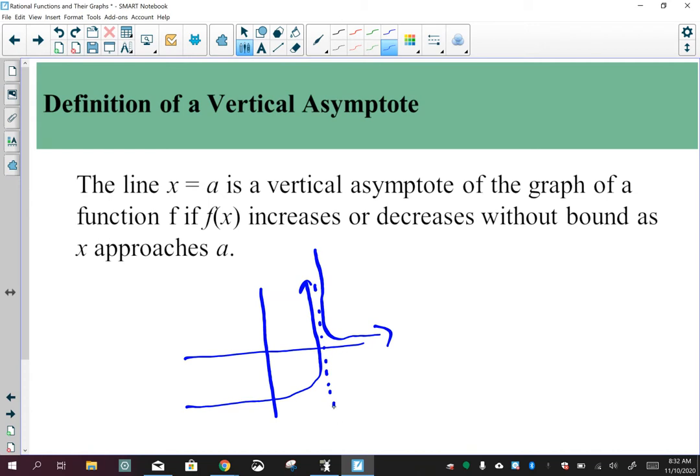And so this vertical asymptote is like the no-no zone. Okay, so you can never exist in the no-no zone. So we have to look over that.